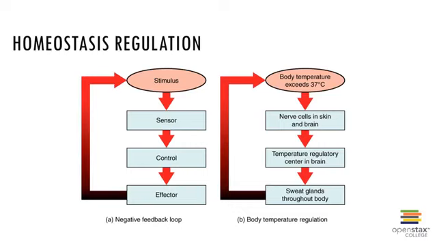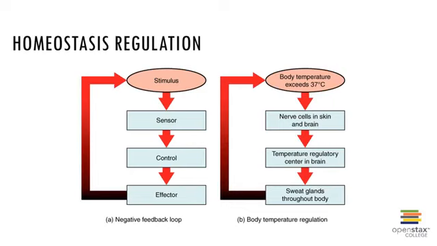The control center receives and processes that information supplied by the receptor and sends out a command. And that command goes to the effector, which responds to the commands by opposing the stimulus. This is an example of a negative feedback loop, which provides stability and is the main way the body maintains homeostasis. So an example of that is provided here.